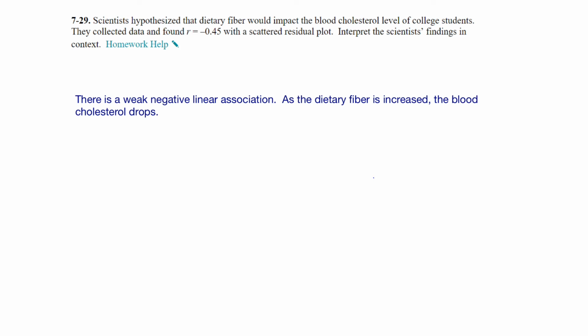Now we can also find what R squared is. So we'll take the negative 0.45 and square that, and that will give us a value of 0.2025, but we're going to want to write that as a percent, so that's 20.25%. So we can also talk about the variability as well.